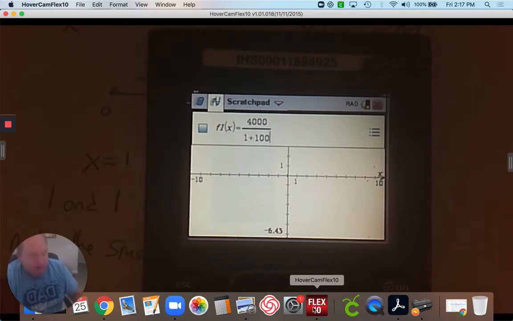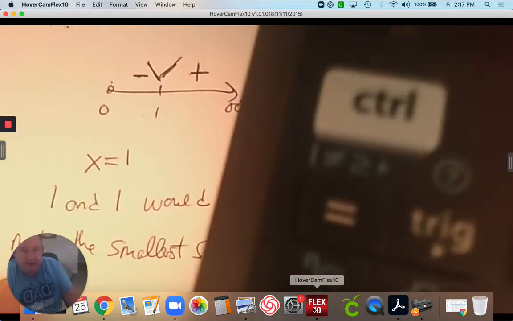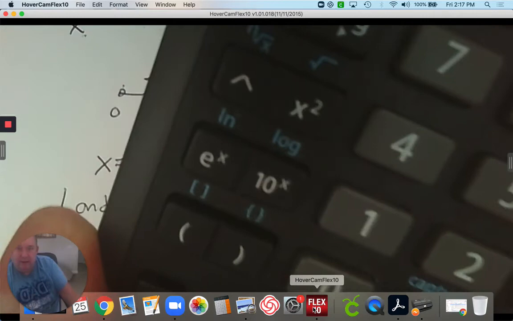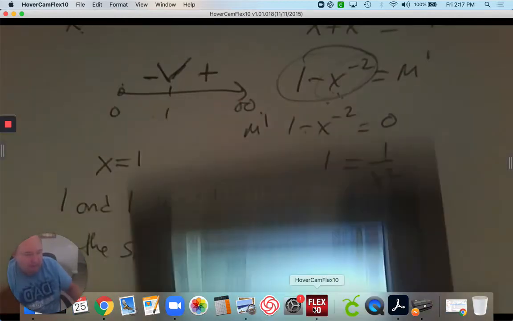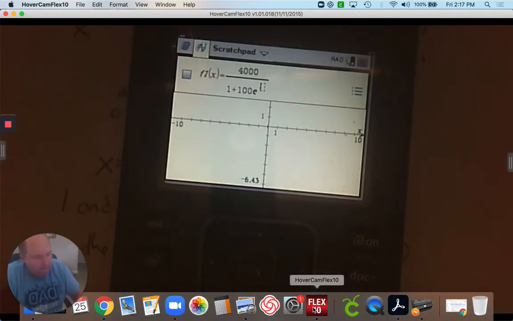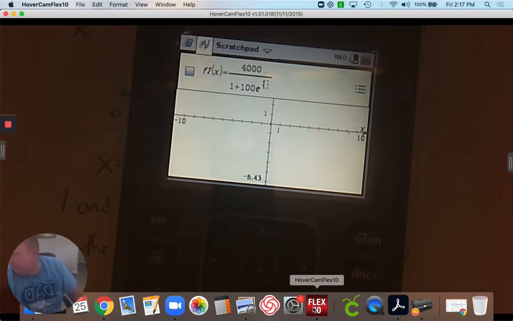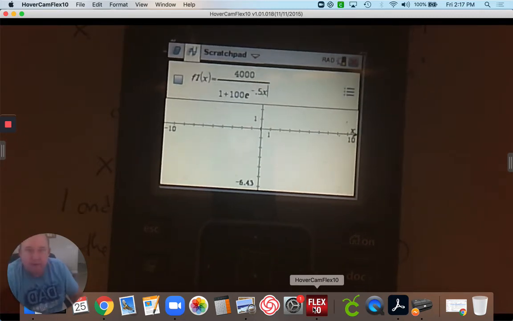E is not on the bottom, by the way. E is not a letter. E is right here, so use that E. That E right there. E to the X. Don't use the alphabet E at the bottom. E. And that's e to the negative 0.5x. All right, so there it is.